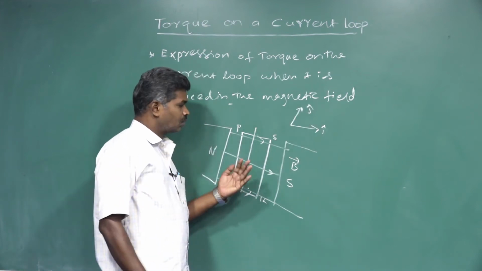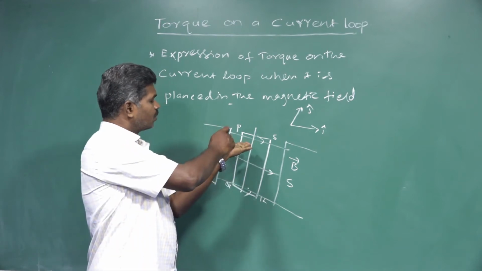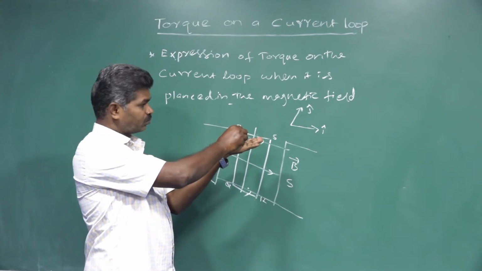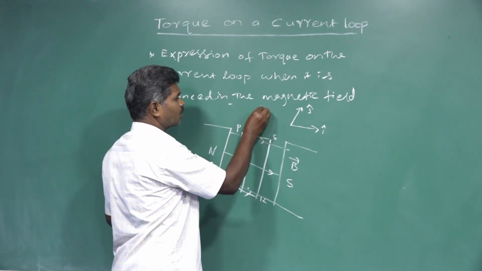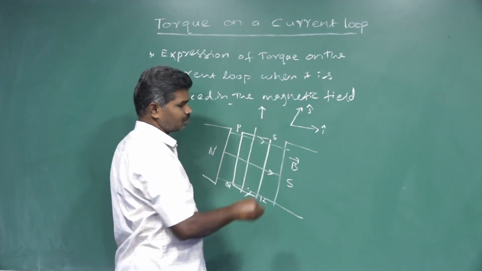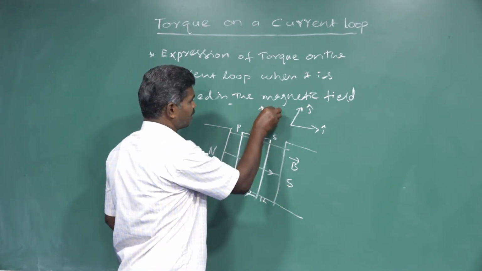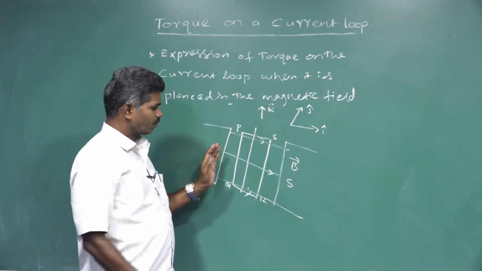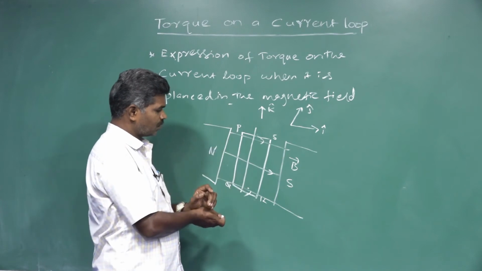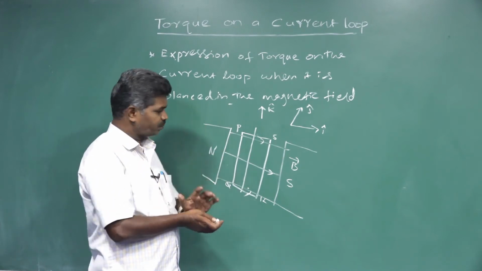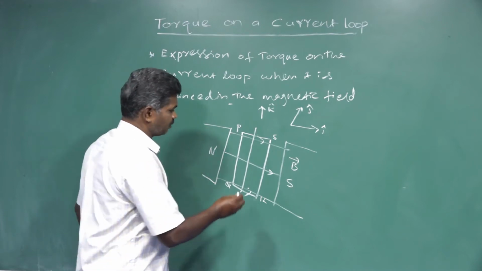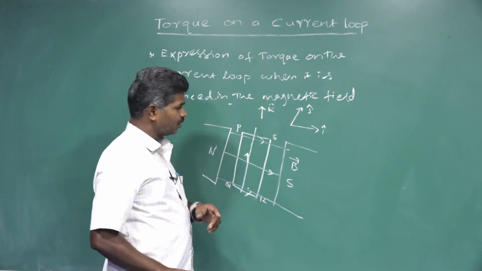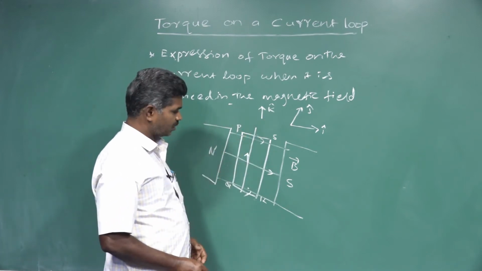After that, the line perpendicular to the plane of the loop is taken as the normal line. The normal line acts along the z-axis, and that direction is k cap. So the plane of the loop is in the xy plane, and the normal, the perpendicular line, is along the z direction.